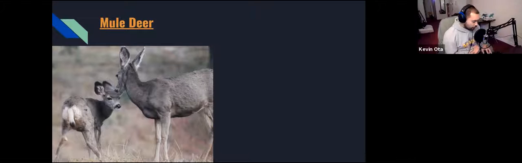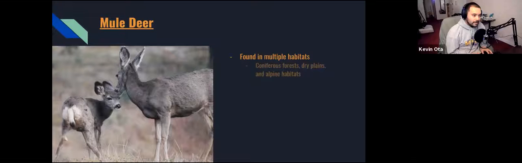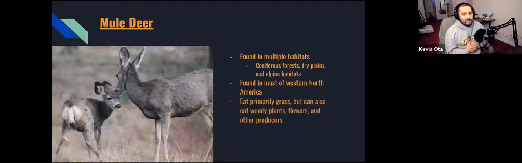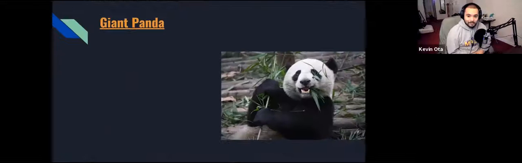Another example of an organism is the mule deer. The mule deer is found in multiple habitats, forests, plains, and alpine habitats as well, which are closer towards the mountains. They're found in most of Western North America, and even though they eat primarily grass, they're also able to eat woody plants and flowers, things like that.